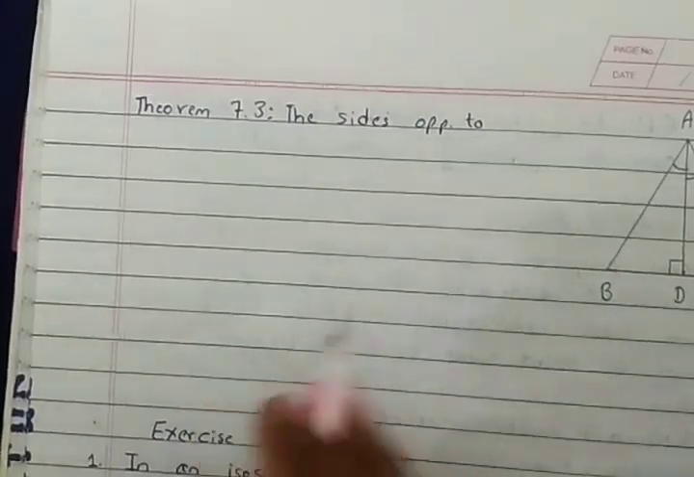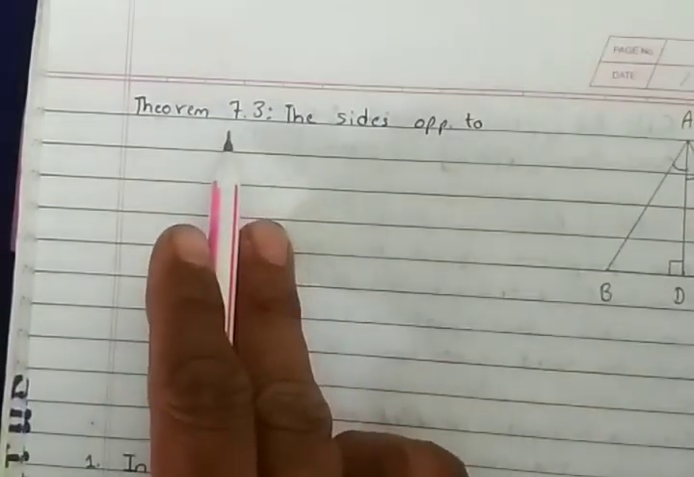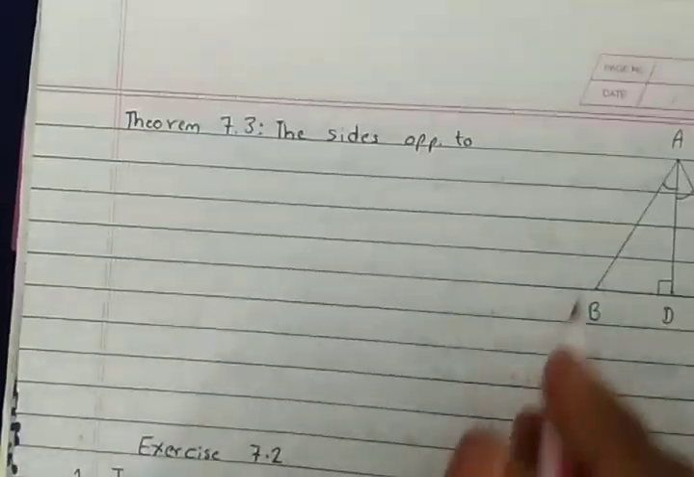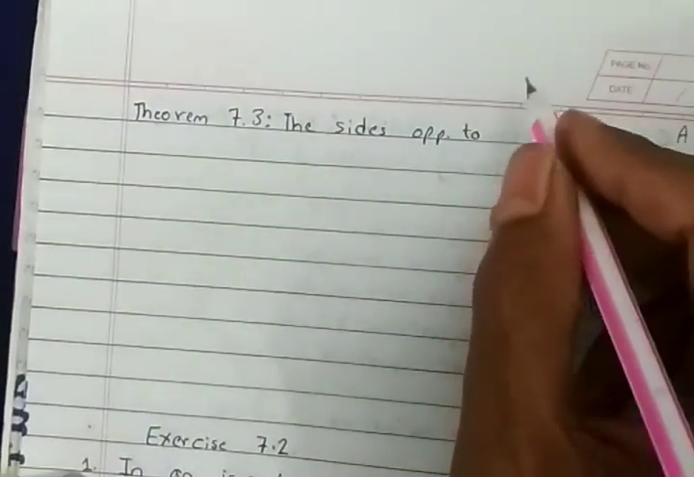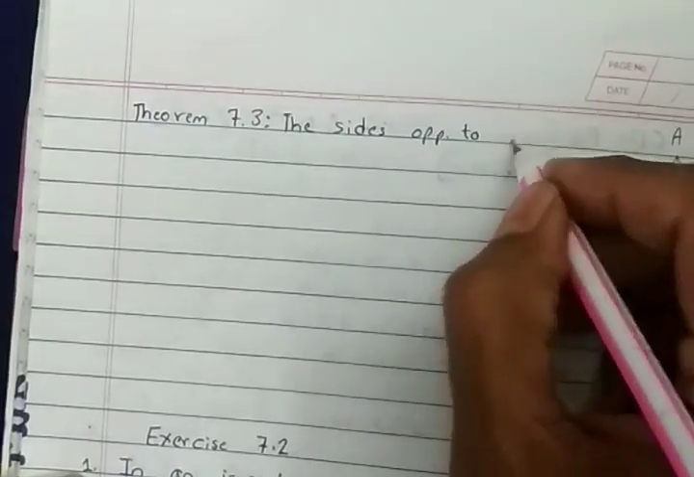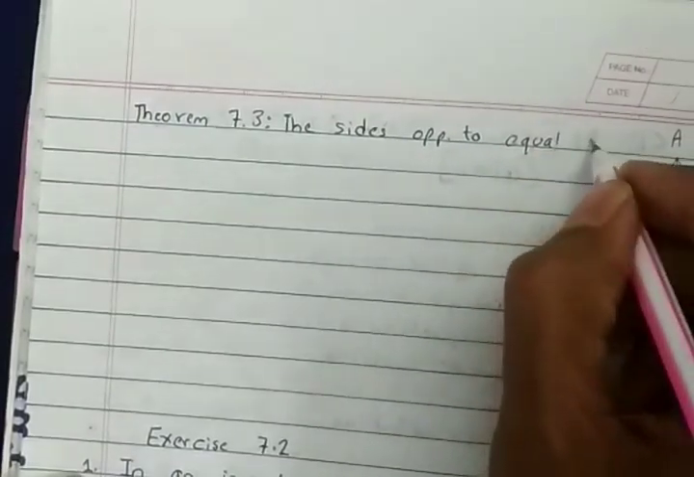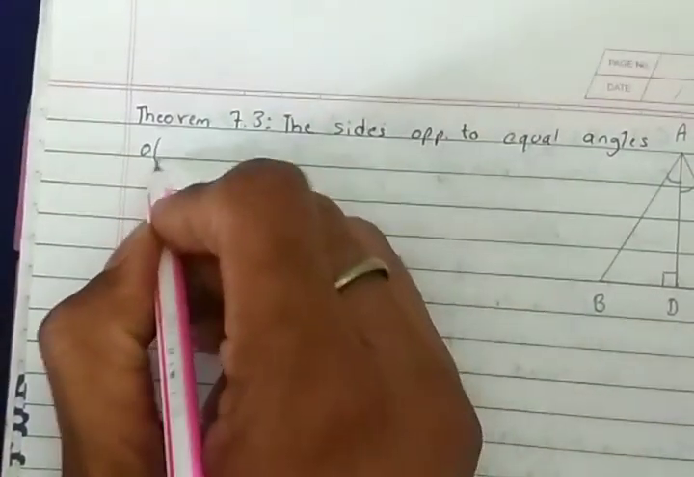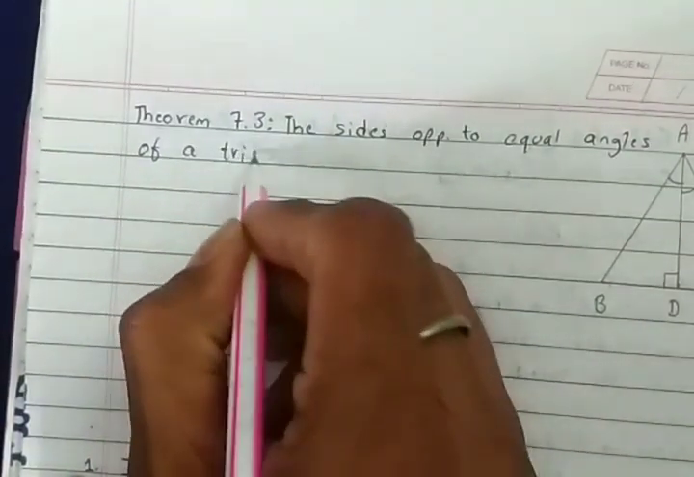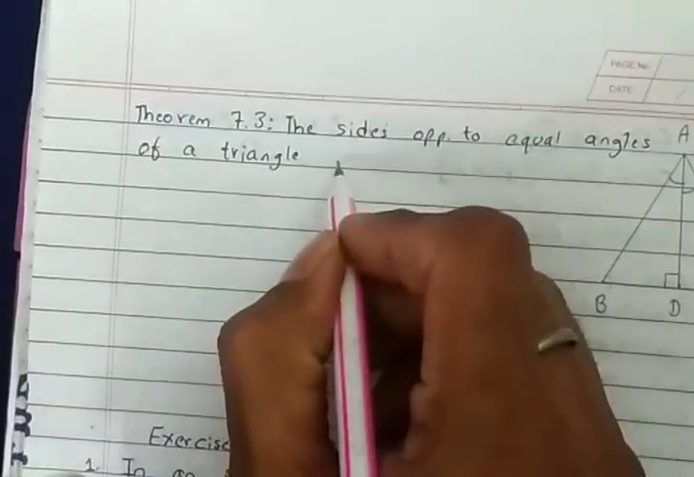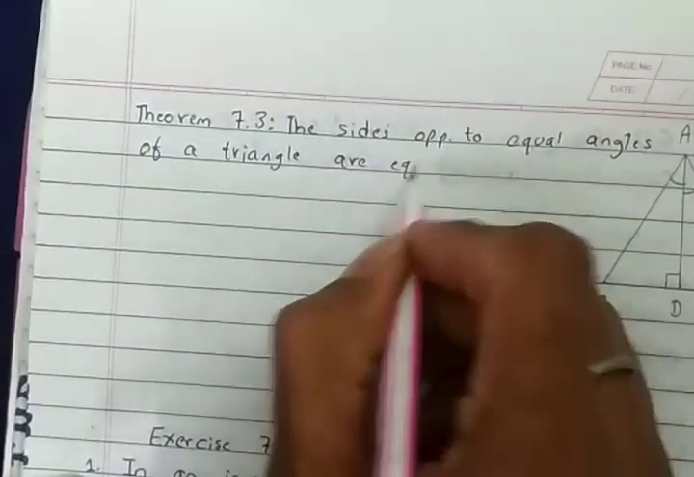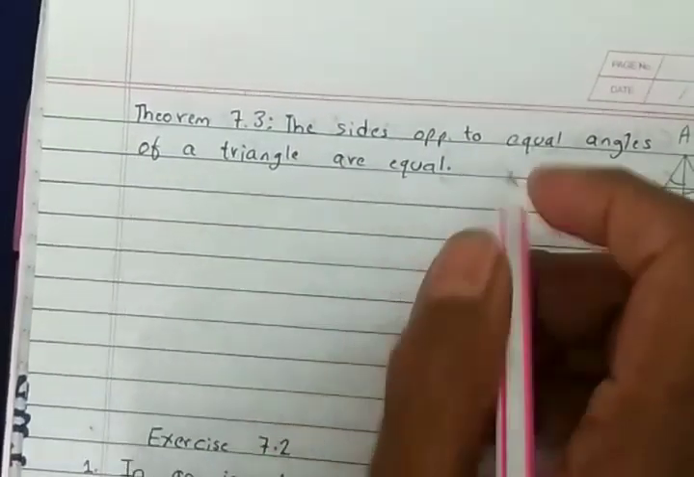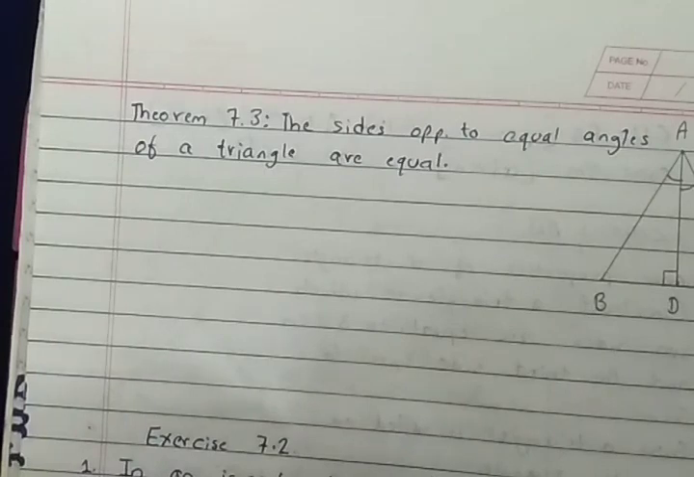Now let's prove theorem 7.3. What does the 7.3 theorem say? It says that the sides opposite to equal angles of a triangle are equal, right? You have to prove this. So how will we do this?